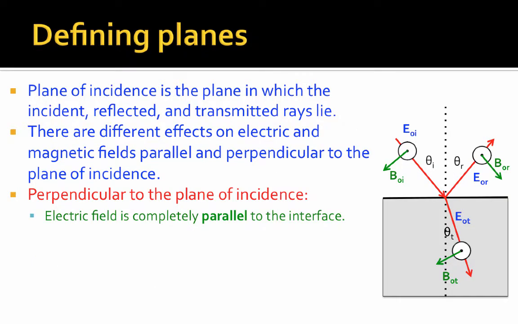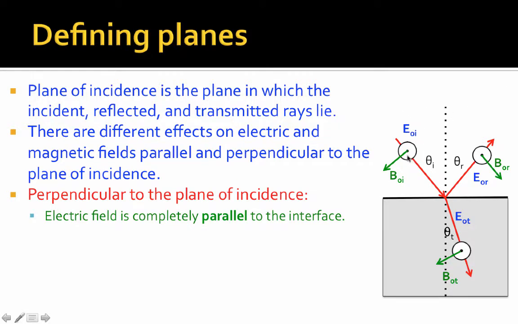Now this is going to be relevant for our labs this week. We need to define what we're going to call the plane of incidence. And the plane of incidence is the plane in which all incident, reflected, and transmitted rays lie. So let's just get oriented to this picture here.